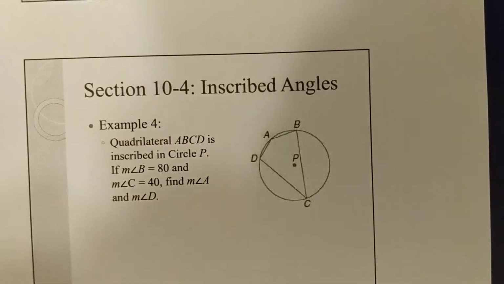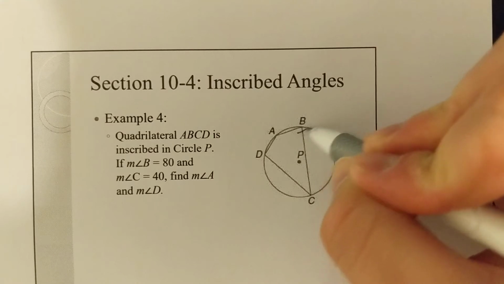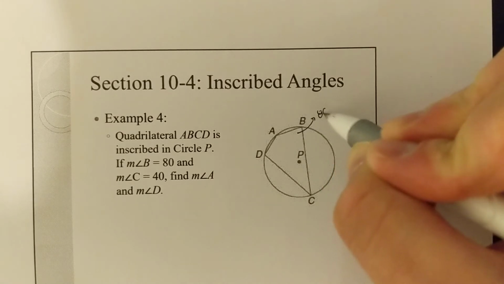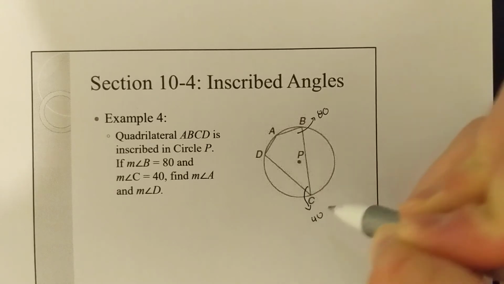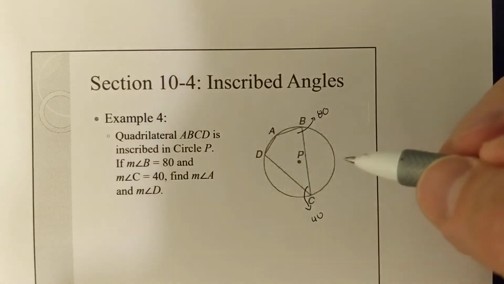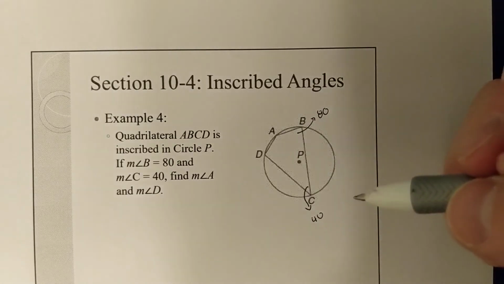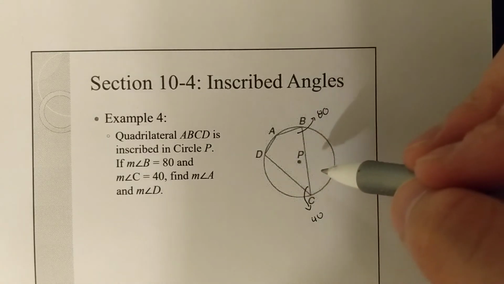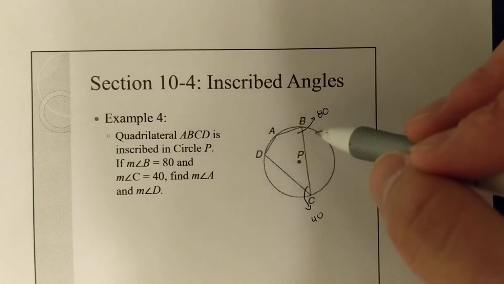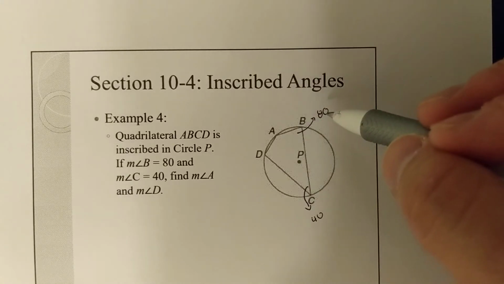Alright, so example 4. ABCD is inscribed in circle P. If measure angle B is equal to 80, so that one is 80 degrees, and angle C is 40 degrees, find A and find D. Now there's actually a really fast trick to do this, the theorem is actually on the other page. If you have a quadrilateral, so 4 sides, this only works for a 4-sided figure, drawn inside a circle, opposite corners are supplementary, which means they have to add to 180 degrees.